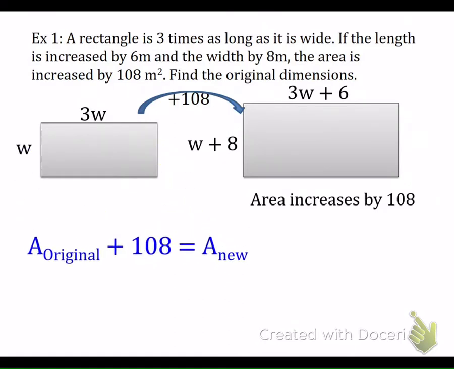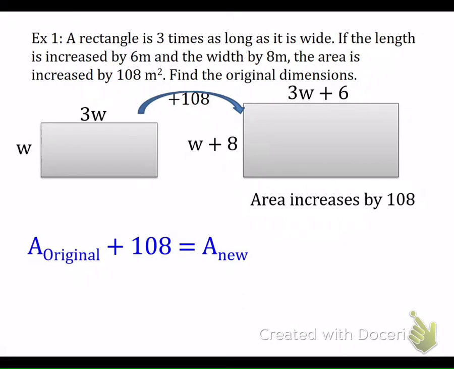So if I can find the area of this guy, I'm going to call that the original area. This stands for area of the original. If I add 108 to that, that will give me the area of the new. I want you all to write this down. This is going to be key. This is something you will see a lot. You start with one area and you do some sort of manipulation to it and you end up with another area.